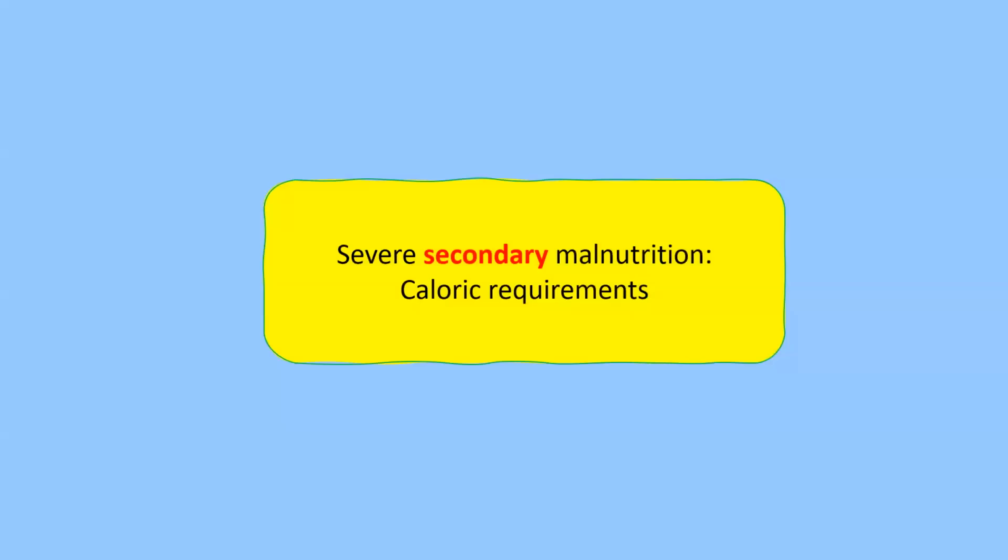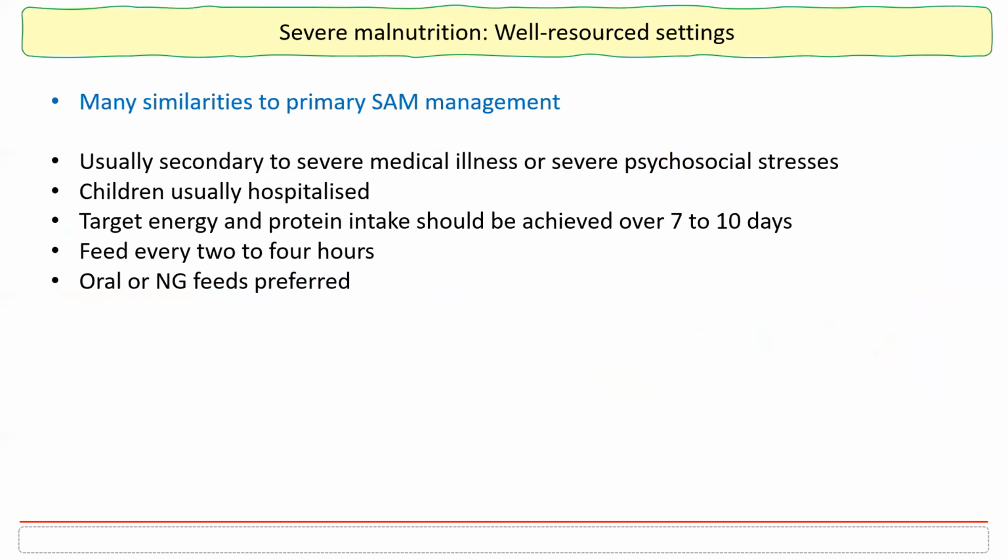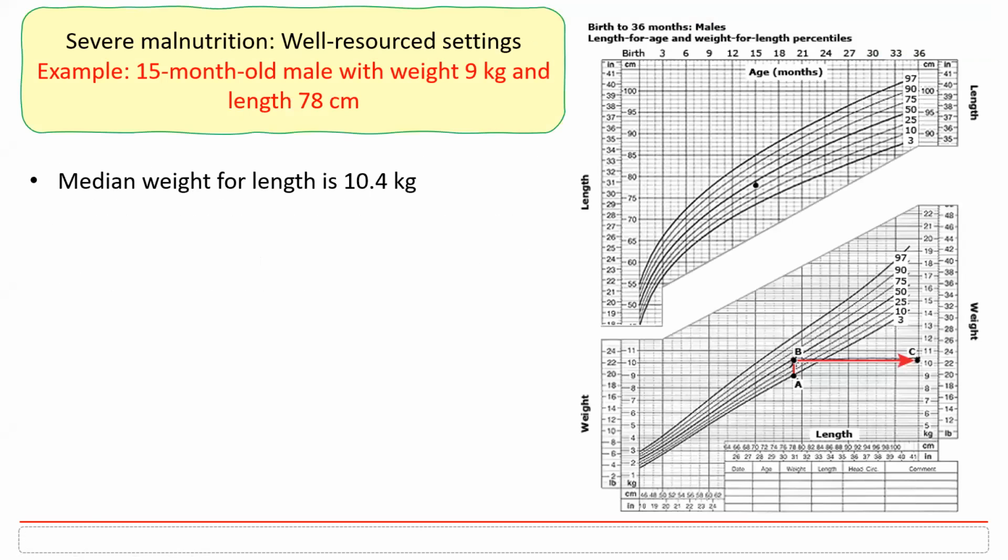I'm now going to talk about secondary malnutrition, specifically the severe variety, and how to determine caloric requirements. This again is a summary of information in UpToDate. The management is very similar to primary malnutrition, but most of these children are hospitalized, and we transition towards target energy and protein intakes over 7 to 10 days. We begin feeds every 2 to 4 hours, and we prefer to feed orally or via nasogastric tube. As mentioned before, this is usually secondary to a severe medical illness or severe psychosocial stresses. Next, I'm going to give you an example and go through it slowly.